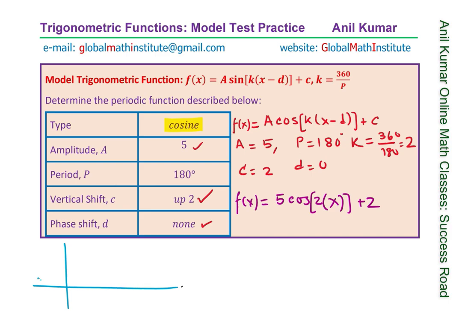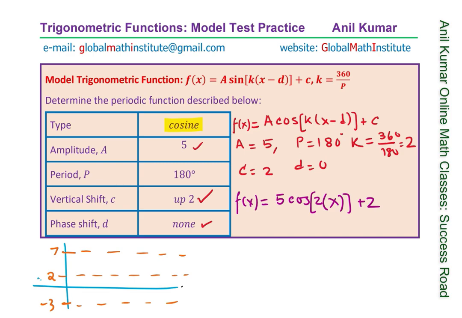So we are given that the phase shift is 2, right? So basically, this is your phase shift of 2, and from there it goes 5 maximum, means 5 up from 2, right? So from 2 it will go to 7. And 5 down will make it minus 3. You get the idea, right? So those will be the maximum and minimum limits for this cosine function.